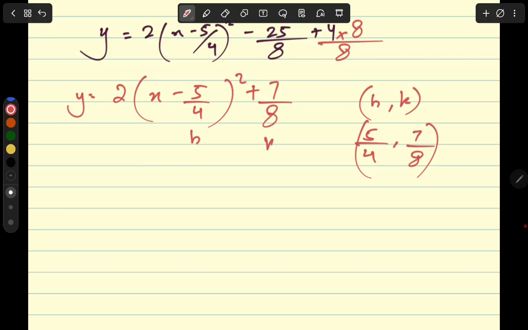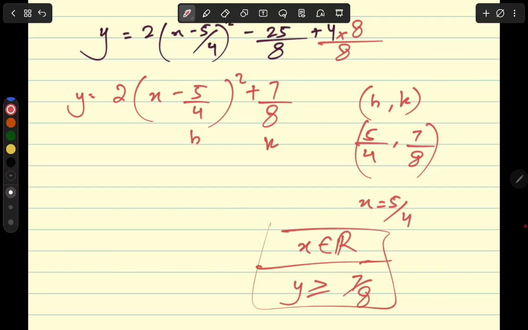This is h, this is k, and now if you take any other value except for x equal to 5 upon 4, you are going to get a positive quantity here. A positive quantity gets multiplied with 2 in order to give you a greater quantity than 7 upon 8. Therefore, the minimum value of y that you can get is 7 upon 8. Therefore, if the domain is given as all x belonging to the real numbers, you can say that the y values are going to be greater than or equal to 7 upon 8. So this is going to be the range, and the corresponding range is going to be all the values greater than or equal to 7 upon 8.